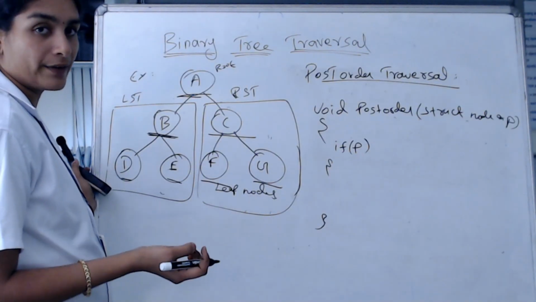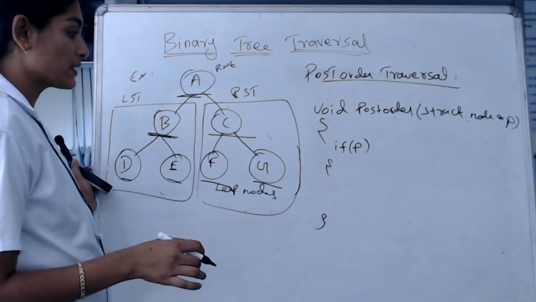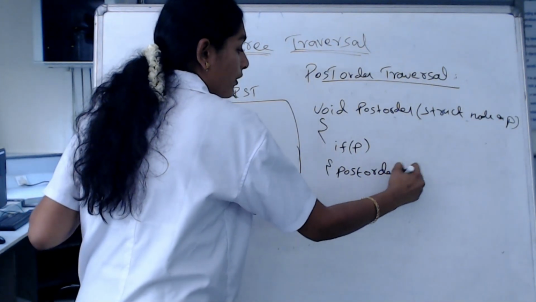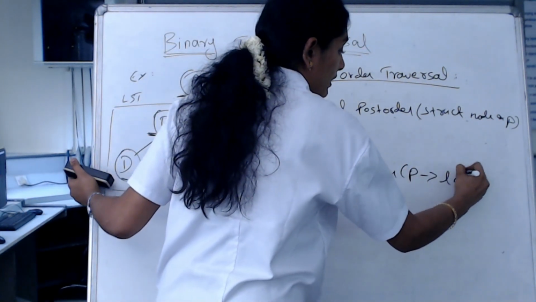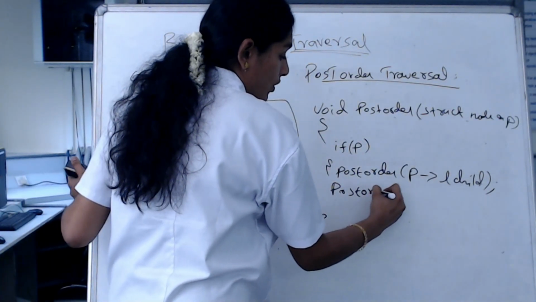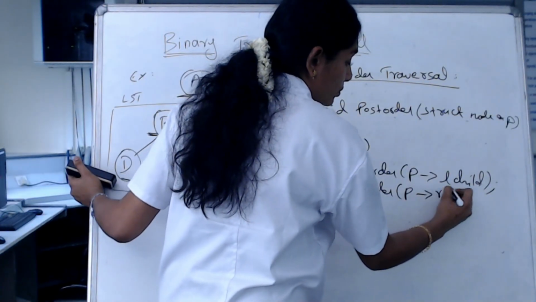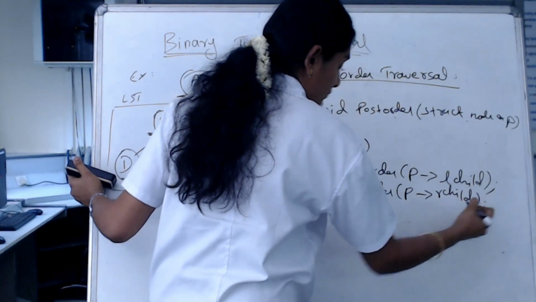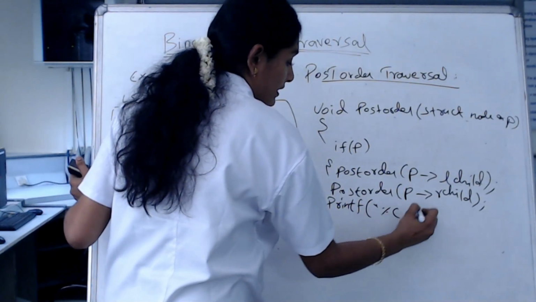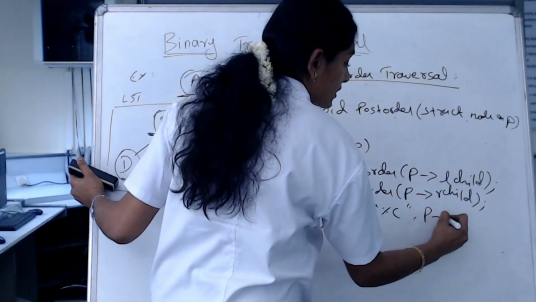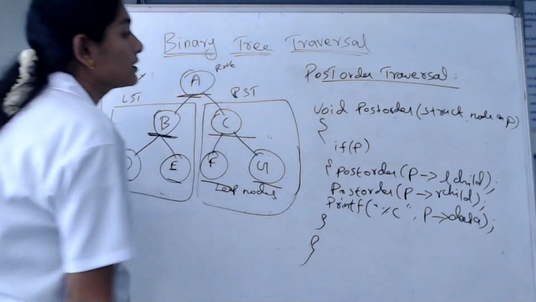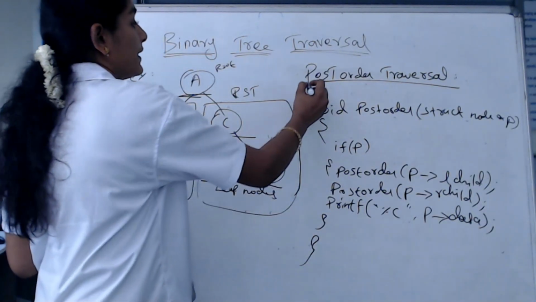So we can use the printf function to print the value which is present in a root node. So the first function call is postorder of p arrow left child, and the second function call is postorder of p arrow right child. Yes. At last use the printf function to print the data which is present in root node, p arrow data. Yes. This recursive function is used for post order traversal.